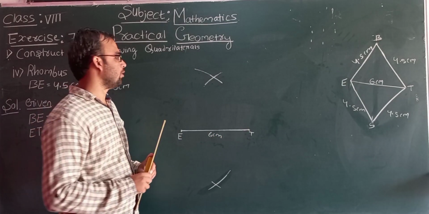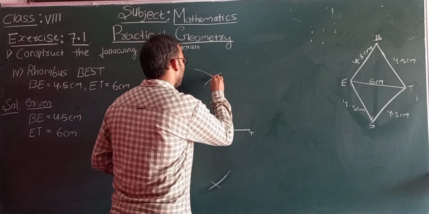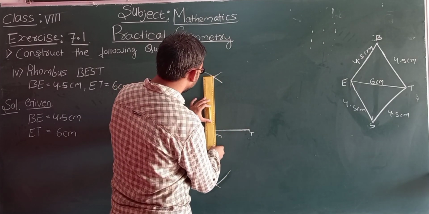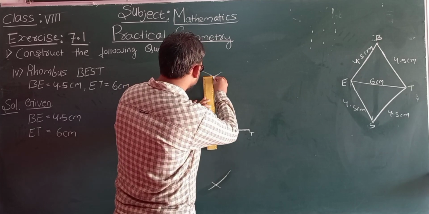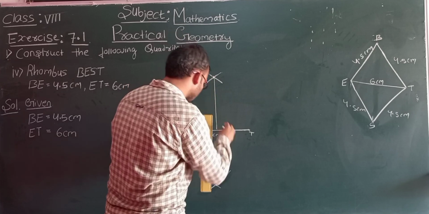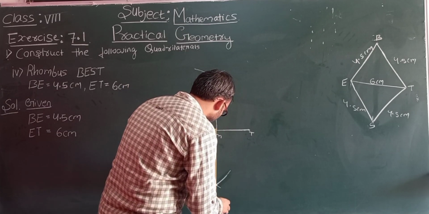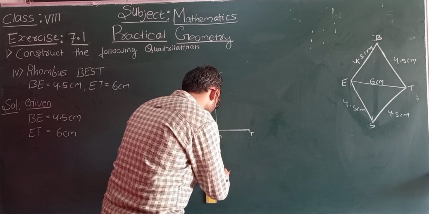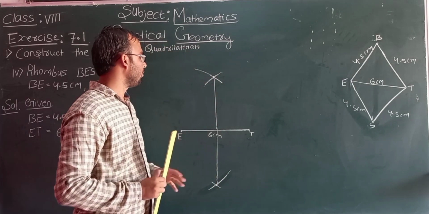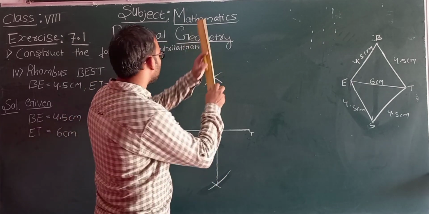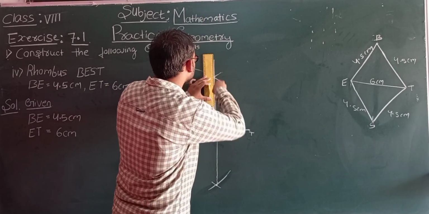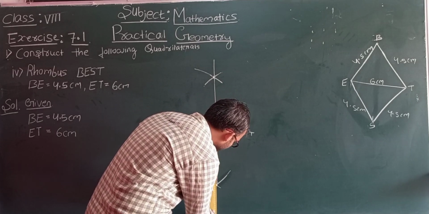Students, now what we need to do? Mark the point of intersection of the arcs. Join this line. It must be a straight line. So this is the perpendicular bisector. We can produce this line, we can extend these lines.